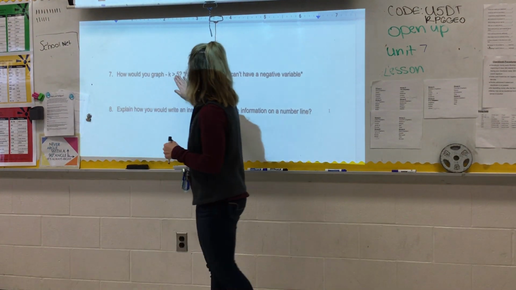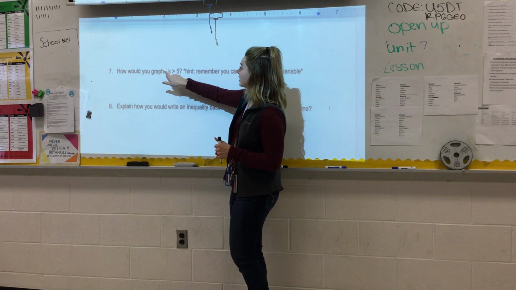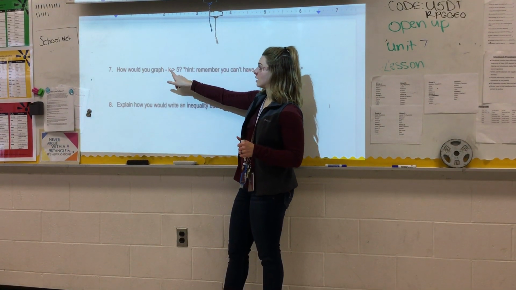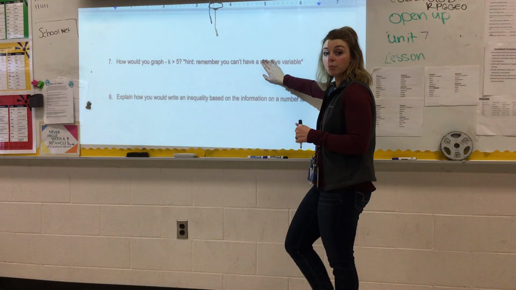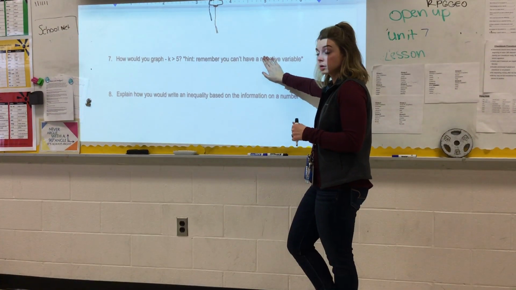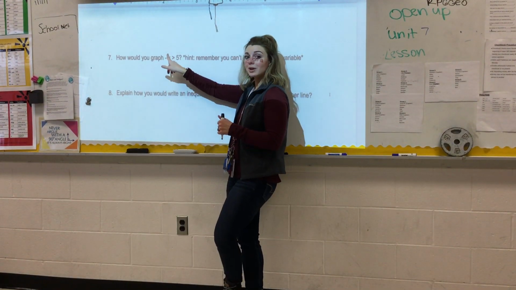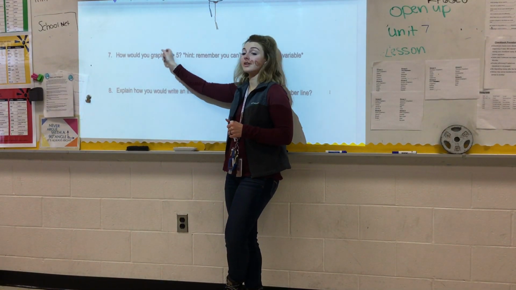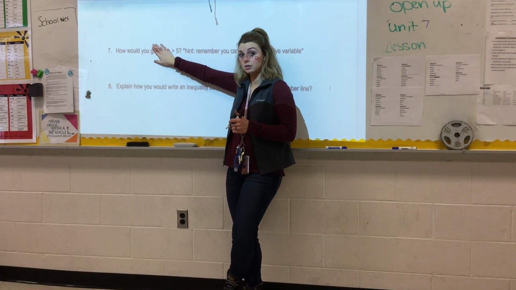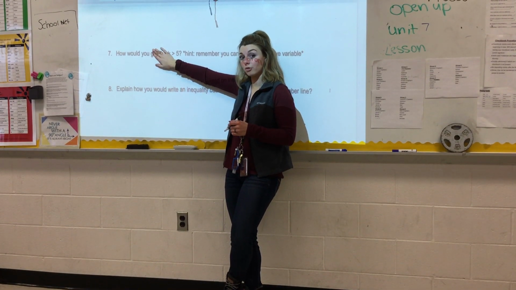Number 7 says, how will you graph negative k is greater than 5? Hint, remember you can't have a negative variable. Since this variable cannot be negative, what we are going to have to do is get this negative sign gone, but we can't just erase it. So we're going to have to solve it.